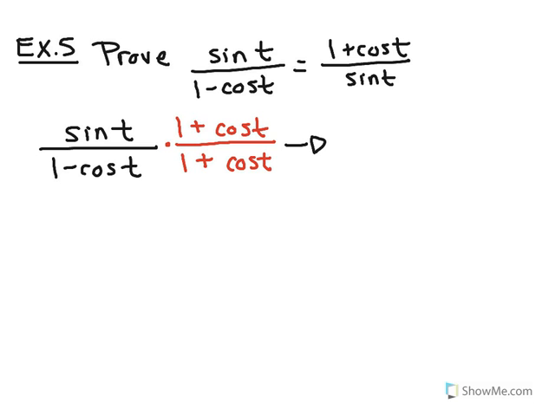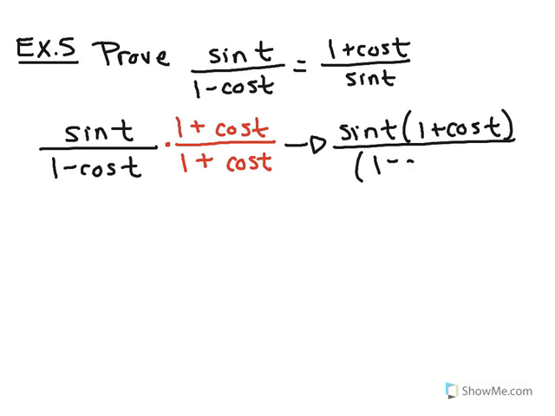So let's go ahead and do the multiplication. I'm just going to rewrite my numerator as sine t times 1 plus cosine t. I am not going to distribute. You can if you want to, it's not going to change anything. And my denominator, once again, looks like a difference of perfect squares, so I'm going to write that as 1 minus cosine squared t. This looks a lot like the Pythagorean identity. So let's rewrite it and see that when I manipulate it, I get exactly what I'm looking for.